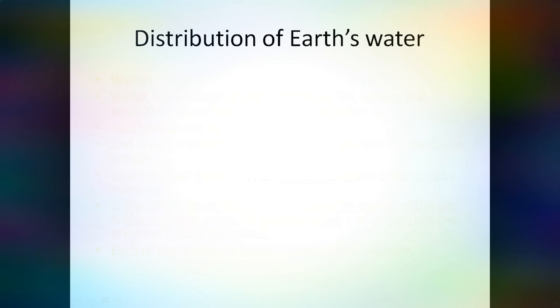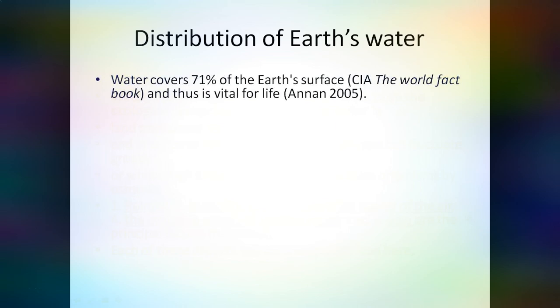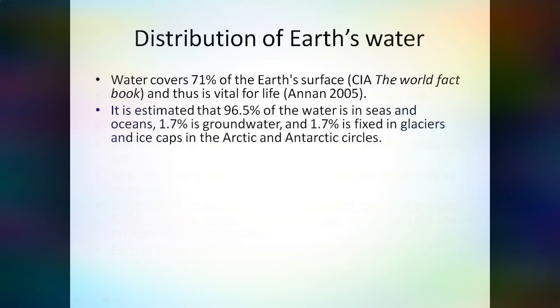First of all, I will describe the distribution of Earth's water. Water covers 71% of the Earth's surface. It is estimated that 96.5% of water is in seas and oceans, 1.7% is groundwater, and 1.7% is fixed in glaciers and ice caps in the Arctic and Antarctic circles.